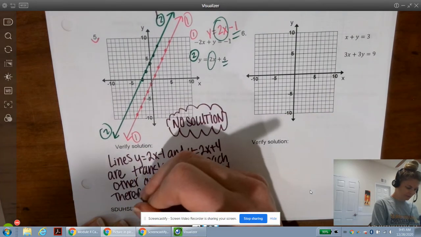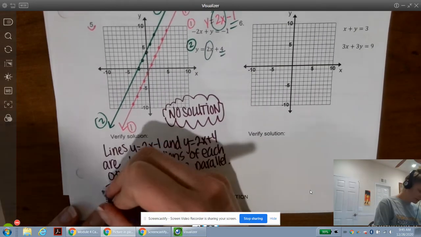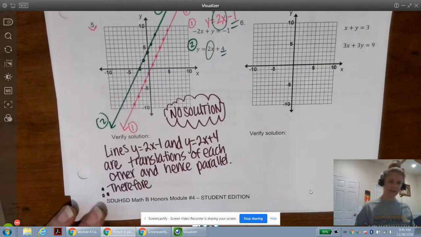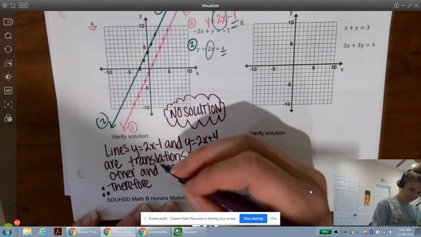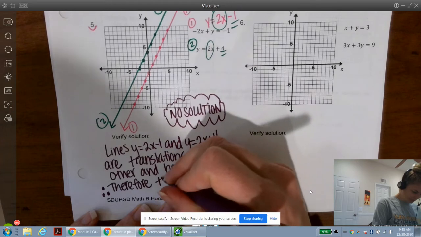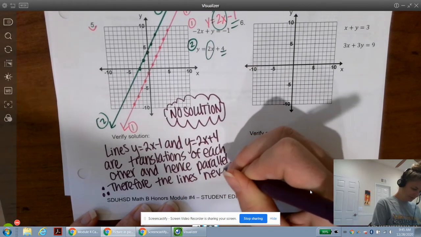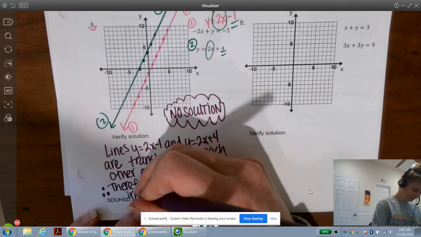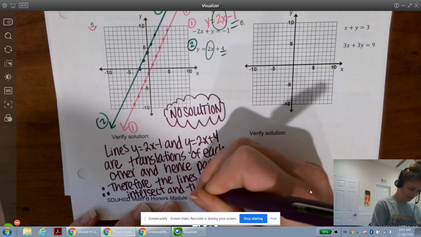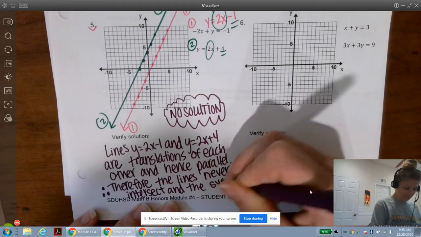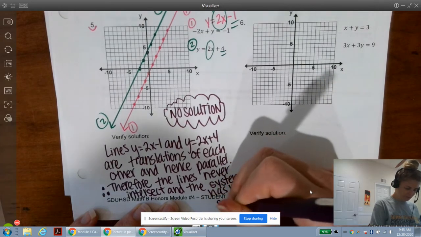Therefore, and if you didn't know, there's a symbol for therefore. It's these 3 little dots. So you might see that in the notes, and it's super mathy. Therefore, the lines never intersect, and the system has no solution.